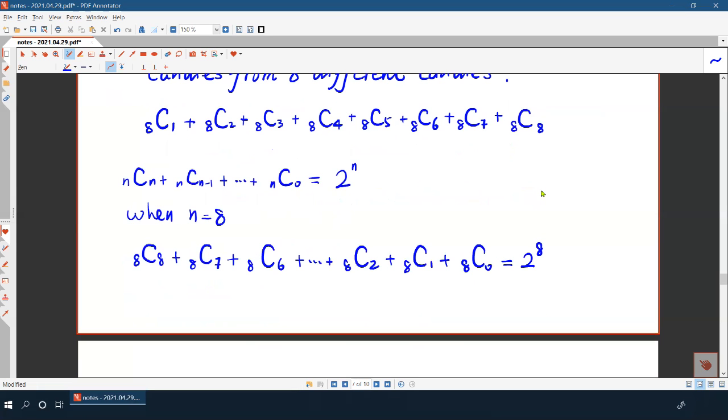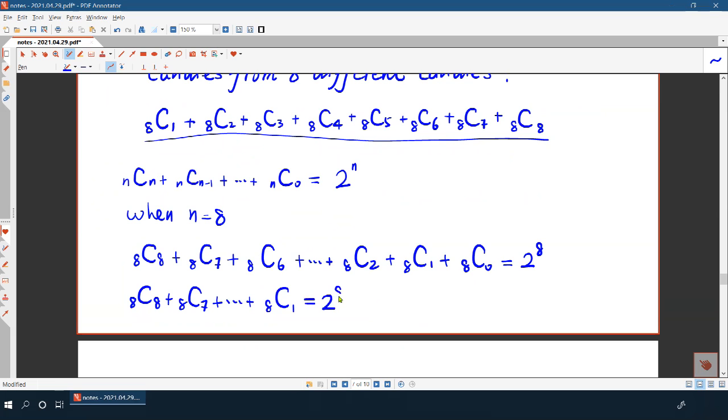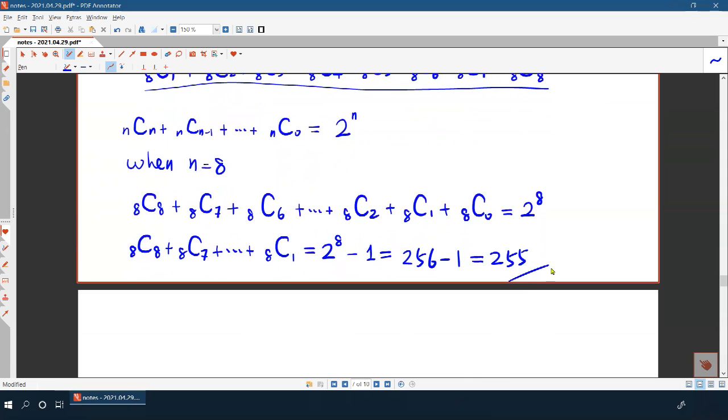Right? So note that we only want this part, that means C88 plus C87 plus dot dot dot plus C81. We only want this part, which is 2 to the 8th minus C80. C80 is 1, right? And 2 to the 8th is actually 2 to the 4th and then to the twice, which means 16 to the twice, which is 256 minus 1 equals 255. So there are 255 ways we can complete the task.